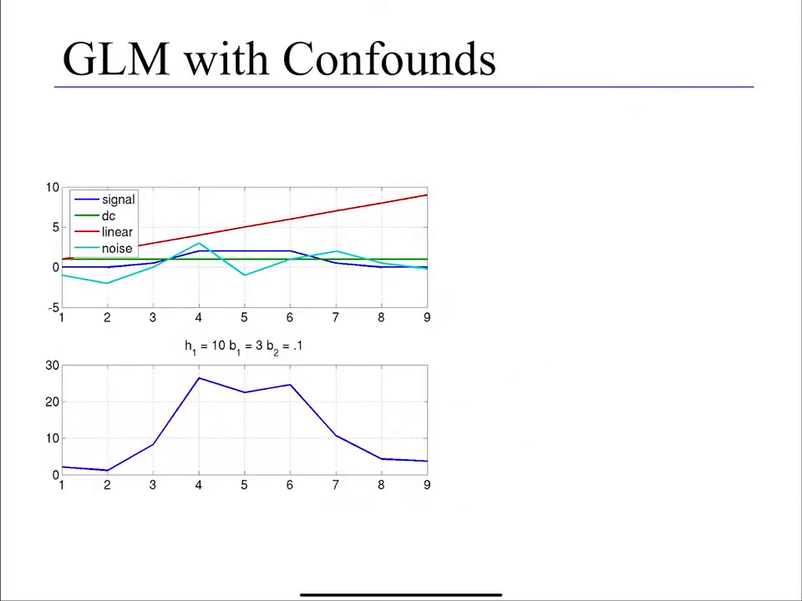Okay, so this is just showing what that looks like. In this case, we have a linear trend, we have a constant term, we have our noise term, and then we have our stimulus here. And we add all those things up together, and that gives us our measured signal. All right?